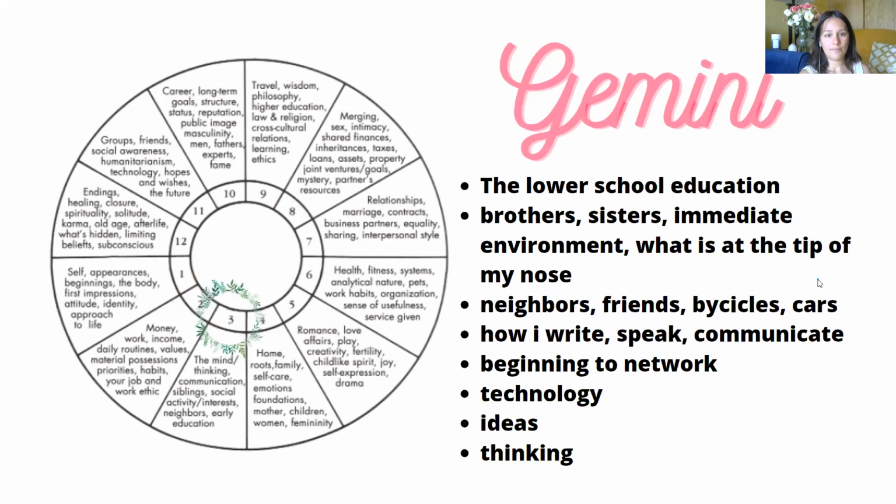Next is Gemini. The mind, it's about what's right in front of your nose. It's the lower school education, it's learning just the basics of life, how to do math, how to talk. It also has to do with your neighborhood, your siblings, your family, moving, exchanging bicycles, cars, friends, communicating, just all this beginning to network and technology and ideas and thinking and just using the mind, basically. So that is what Gemini is, and that is what the third house represents.